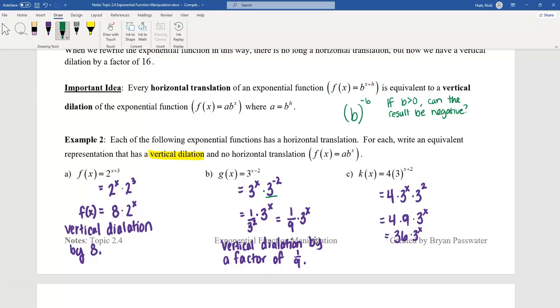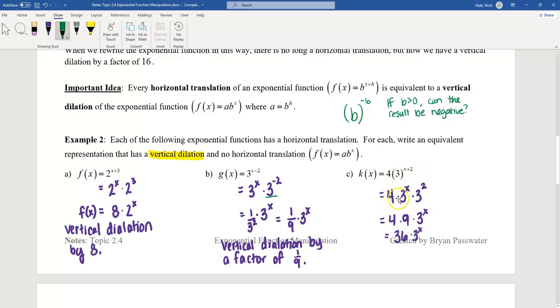Okay. C is a little tricky because it's got the 4 out front. So what you're going to do with that 4 is you're just going to leave it alone. It's just going to stay out there out front. The x plus 2 only goes with the 3 because there's not like an extra set of parentheses that includes that 4. So this x plus 2 only goes with the 3.